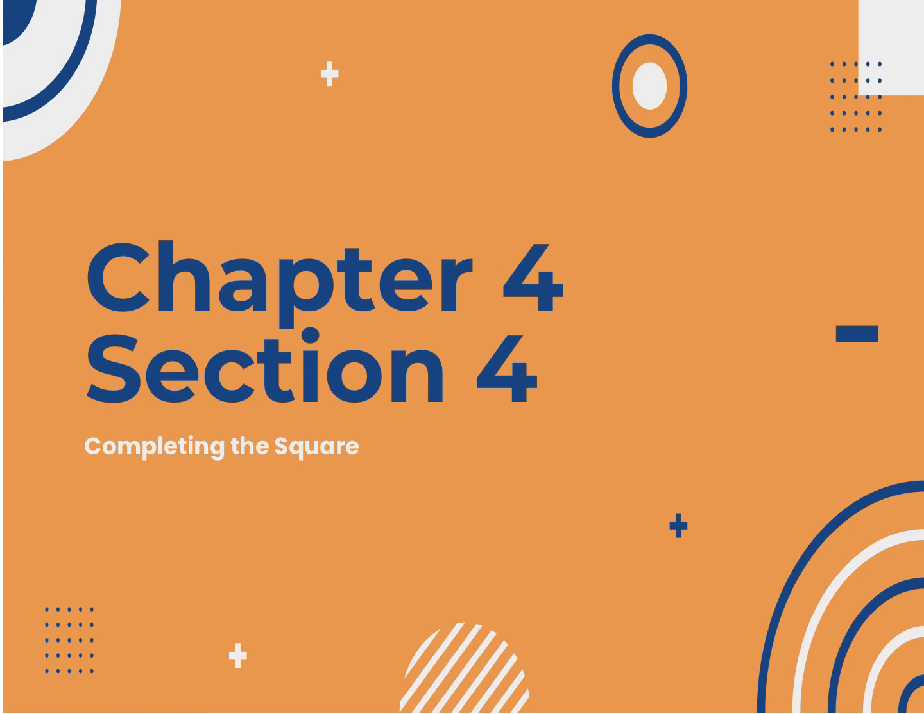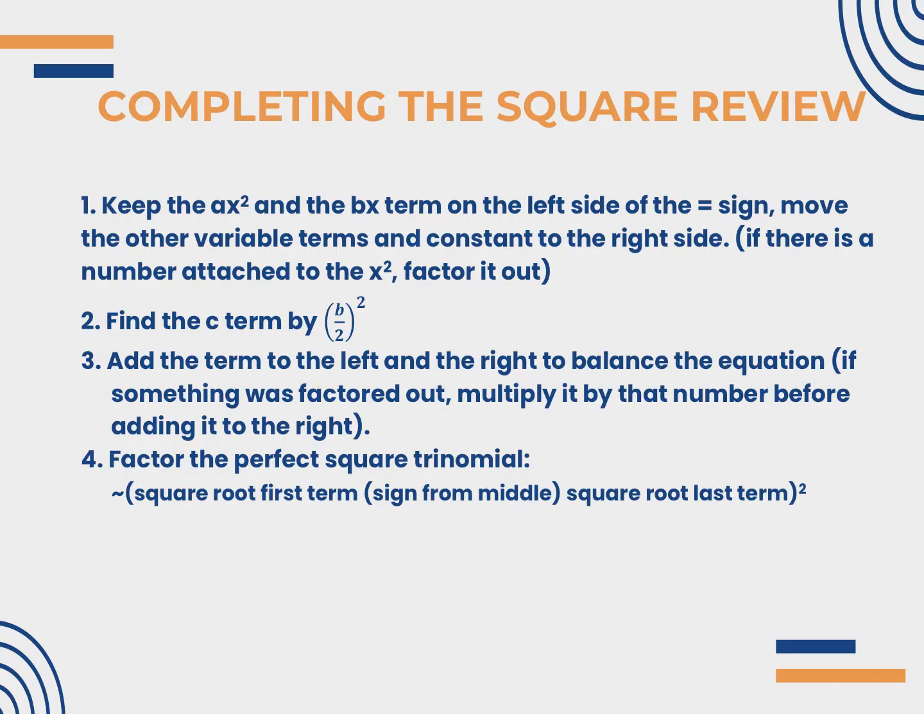So today we're going to cover section 4 of chapter 4, and today we're going to complete the square. These are the steps for completing the square. What you want to do is keep your x squared term and your x term on the same side of the equation, and then you're going to move your constant to the other side.